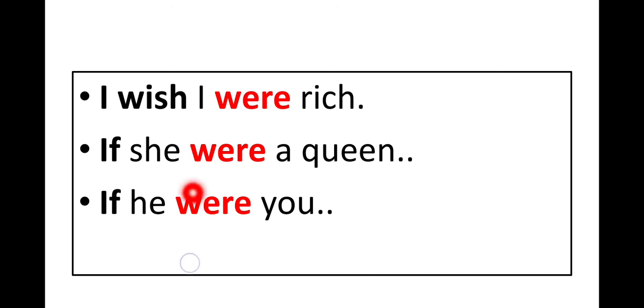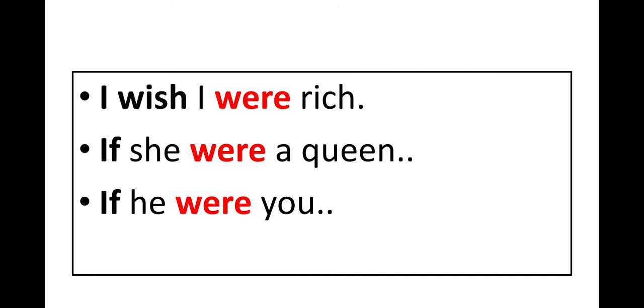So here we are using were in place of was with he. I've used these dots because you can imagine the sentence to complete it. So if he were you, he would have done this in a better way. Okay, anything you can imagine. I wish you were here. I wish he were here. I wish she were here.